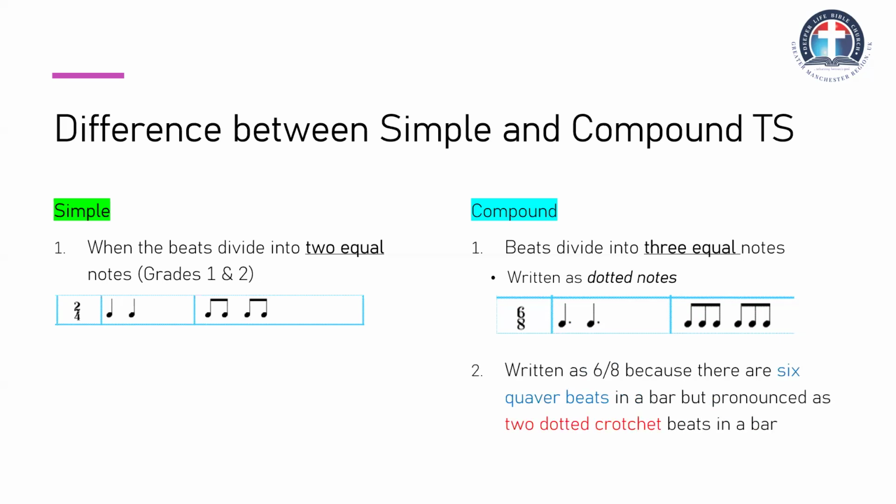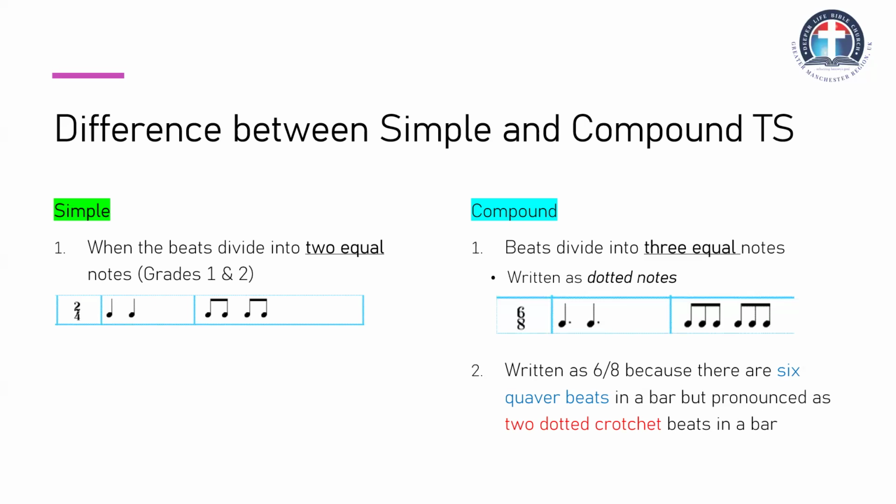So you see, this is written as 6/8. Now, if I ask you to tell me what's the time signature of this, you say, oh, it's 6/8. Okay, how do you pronounce it? You say 6 quaver beats in a bar. Yes, in a way you are correct, but that's not the way we should pronounce it. That's not the way we should call it.